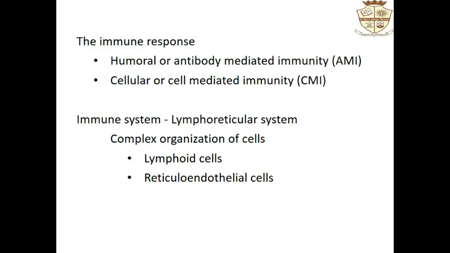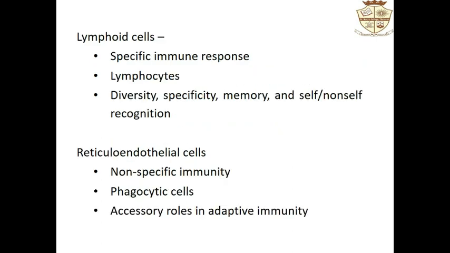The immune system is maintained by the lymphoreticular system. It is a complex organization of cells, and it includes the lymphoid cells and the reticuloendothelial cells. Lymphoid cells: these cells are involved in specific immune response. They include lymphocytes. Lymphocytes mediate adaptive immune response. They mediate the hallmark attributes of immune response: diversity, specificity, memory, and self and non-self recognition.